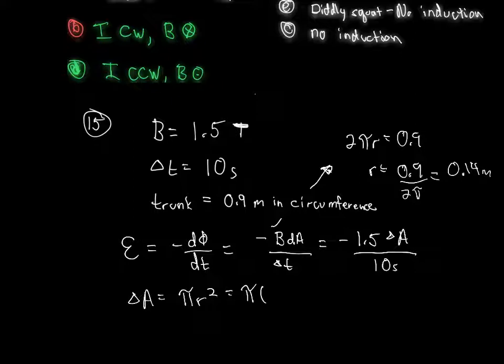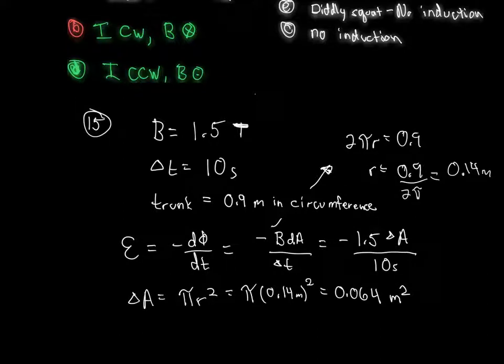So I can plug that in to find my area. Pi times 0.14 meters squared. What do I got? 0.064. What are the units? Meters squared. Perfect.